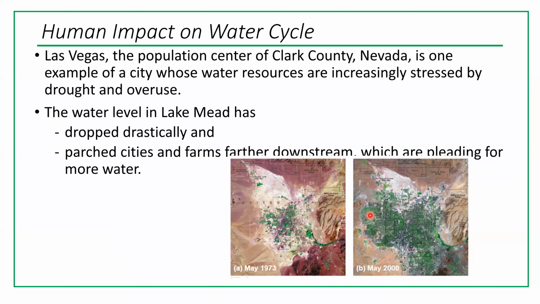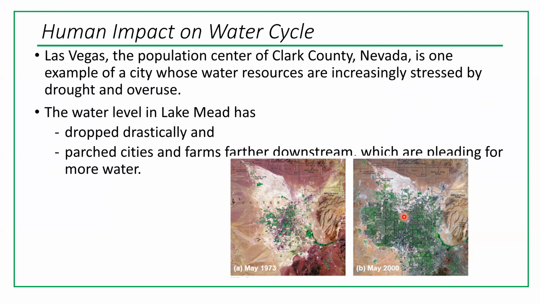This is the area in Las Vegas, Nevada, and you can see this is in 1973 and in 2000. Here we have lots of vegetation growing, and Nevada is a desert. To grow that much vegetation, we need lots of water. And you would think, whoa, that's a good thing, right?